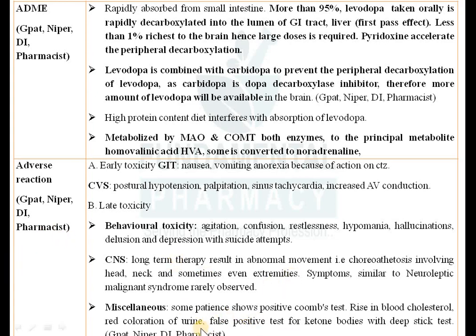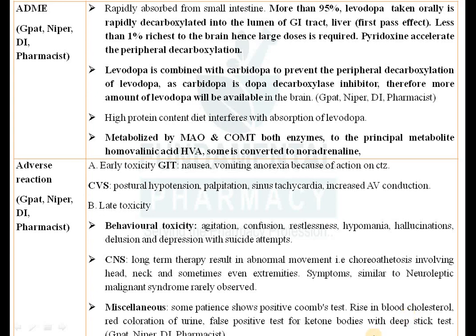Miscellaneous toxicity: some patients show a positive Coombs test. Now what is this Coombs test? It is nothing but the deposition of antibodies on the red blood cell. If there is a deposition of antibodies on the red blood cell, you will have a positive Coombs test. Sometimes levodopa also gives a positive Coombs test. There is no deposition there, but still the test is positive.